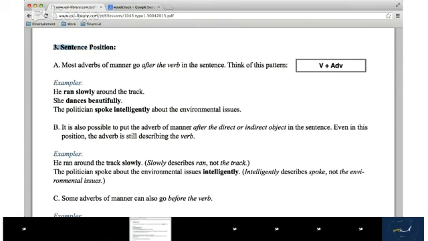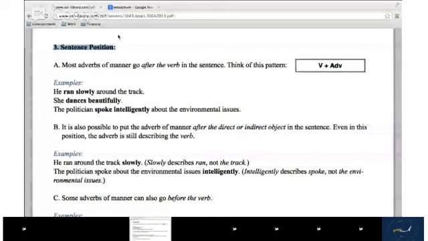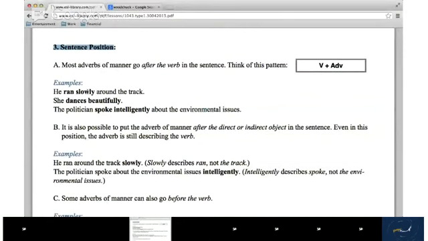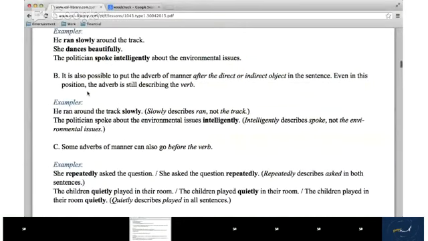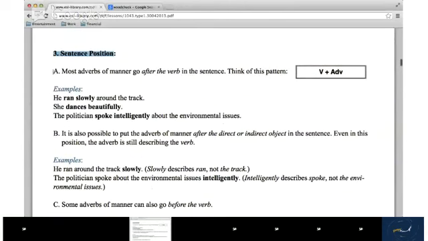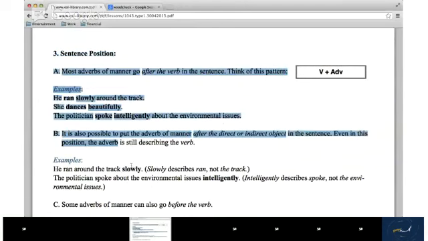Let's go to number 3. We're going to talk about sentence position. This is for Jane. Jane, how are you? You made it in. Hi, I'm fine. Very good. How are you? I'm doing wonderful. Thank you for asking. Let me have you go ahead and read. We're going to do 3, and I'll have you read A and B, please.